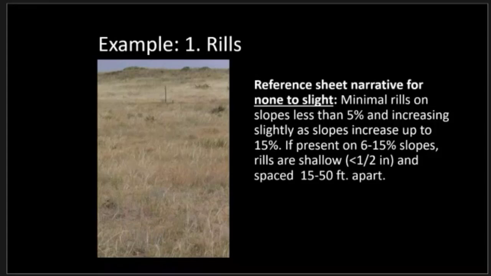So here's an example of an evaluation area as compared to the reference description for indicator 1. Because there's no rills visible in the evaluation area, the site's within the expected condition and would be rated none to slight.